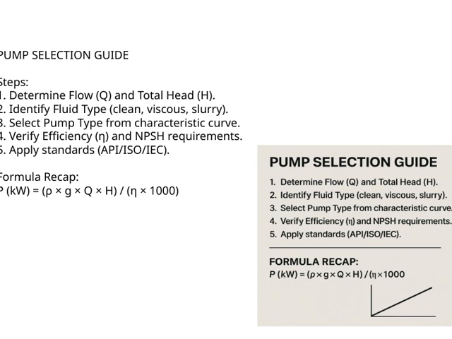Now, let's quickly review the formula that ties all these factors together. Power, measured in kilowatts, is calculated as the product of the fluid density, gravity, flow rate, and head, divided by the efficiency and multiplied by 1,000. This equation helps you understand the power requirements based on your operating conditions. Remember, selecting the right pump isn't just about matching numbers. It's about understanding these key steps and ensuring your choice aligns with your system's demands.